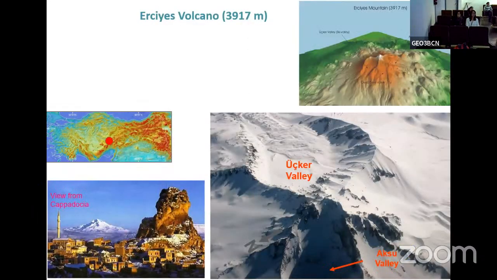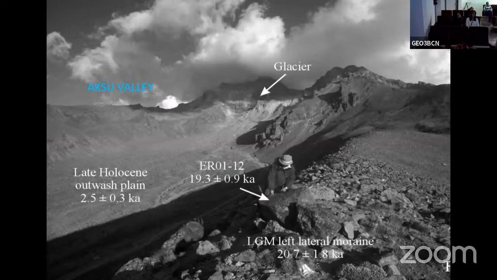And I'll show you the moraines that we dated on the Erciyes volcano. Here's a nice, this is a ski valley, by the way. People ski here on top of the moraines and rock glaciers. It's a beautiful mountain again. And we dated some moraines on the other side, on the northern side. This is the moraine here. It's again 19,000. It's a typical last glacial maximum moraine, and the outwash plain is 2,500 years old.